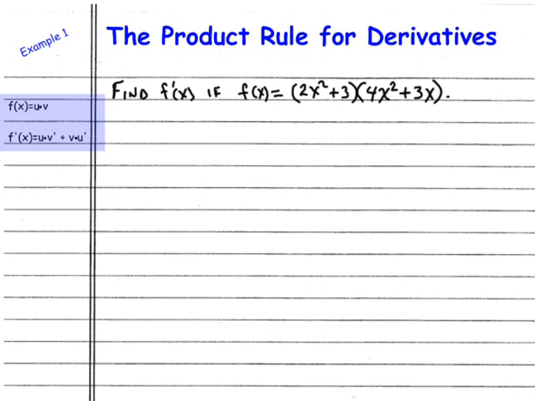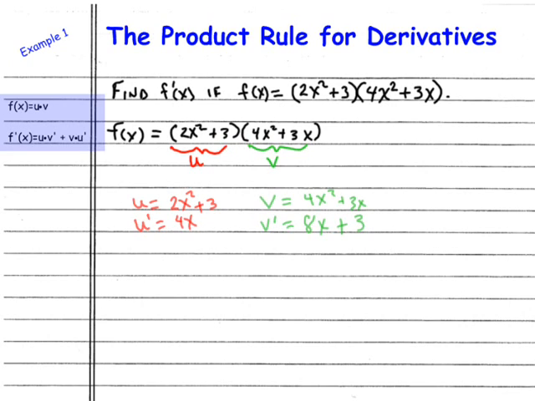Well, it's pretty clear in this example, I think, the way we would write down the first function and the second function. Of course, the u is going to be 2x squared plus 3, and the v is going to be 4x squared plus 3x. So we have a little difficulty in making that decision. Now, once we've identified the u and the v when we're working on a problem using the product rule, we recognize that we're going to also have to know the derivative of each. And so that's what I've shown here.